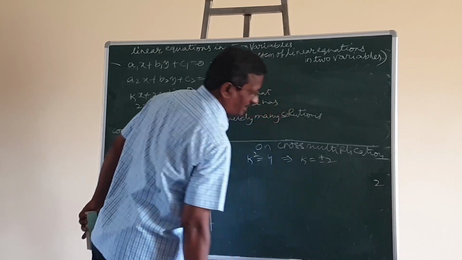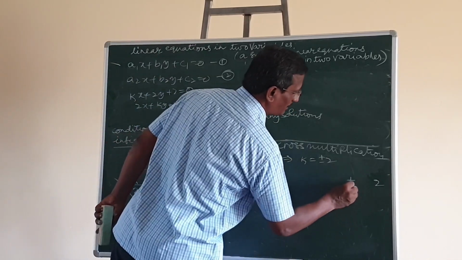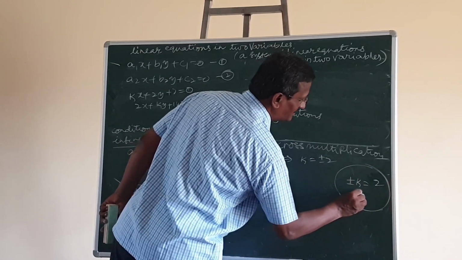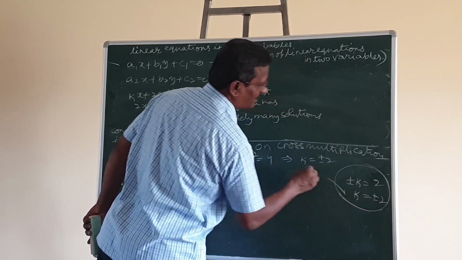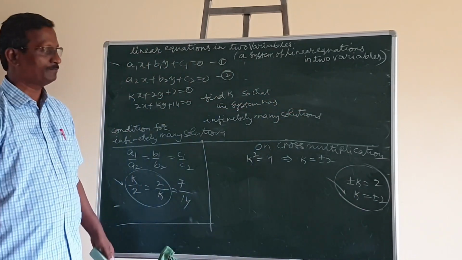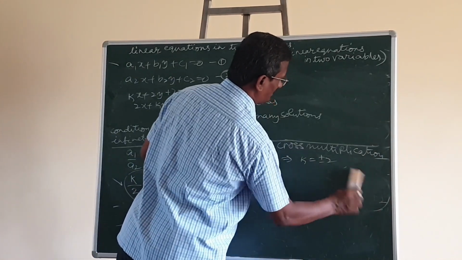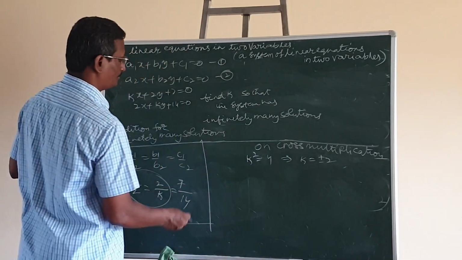The square root of 4 is always 2. But the square root of k squared is plus or minus k. So plus or minus k equal to 2 means k is equal to plus or minus 2. This is the reason why we take k is equal to plus or minus 2. Now, after getting the values k is equal to plus or minus 2, let us substitute.